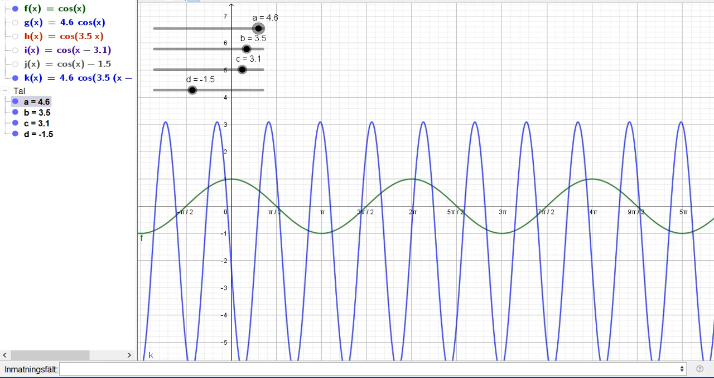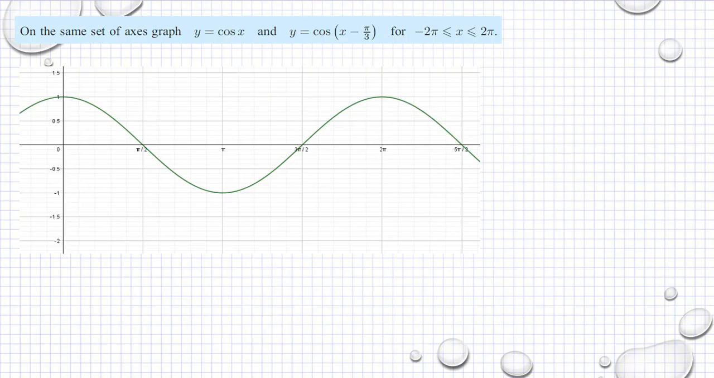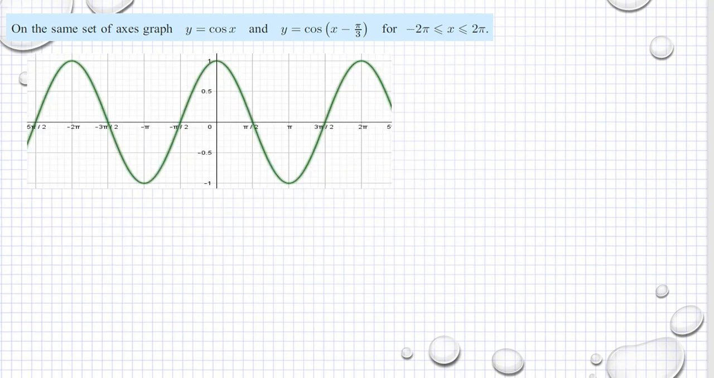Now let's take a look at some examples. On the same set of axes, graph y equals cosine x, as you can see I did it already, and y equals cosine of x minus pi divided by 3. That means from negative 2 pi to... I can do that. Here we go. We have cosine of parenthesis x minus pi divided by 3, and this is our c. What c does is it transforms the whole function to the left or to the right. Because c is positive, it should shift to the right by pi divided by 3.